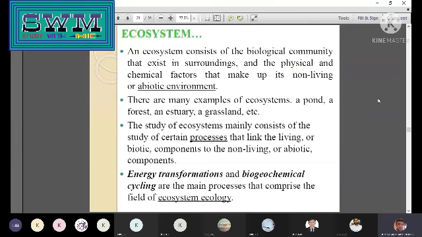The study of ecosystem mainly consists of the study of certain processes that link the living or biotic components to the non-living or abiotic component. Where life exists, biotic and abiotic, living and non-living, both interact with each other. Energy transformation and biogeochemical cycling are the main processes that comprise the field of ecosystem ecology.